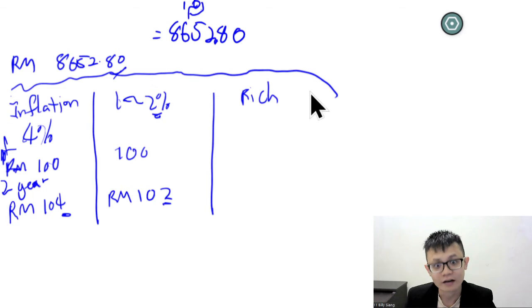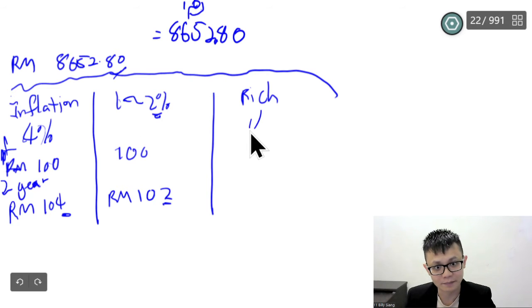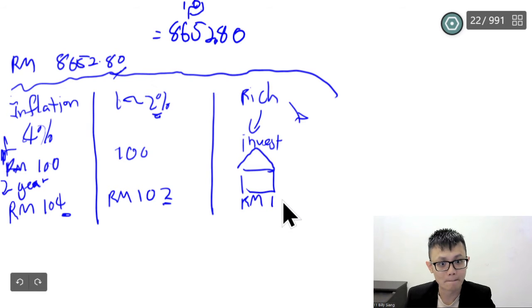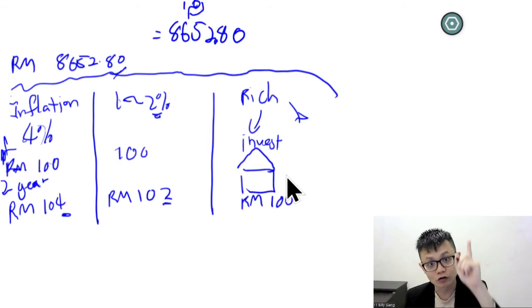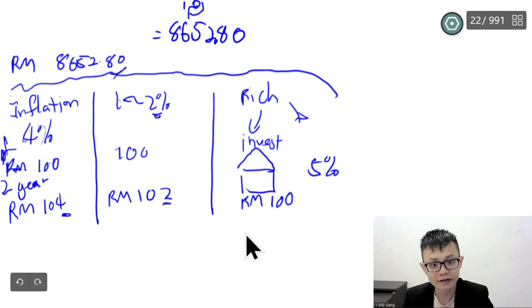That is why usually for rich people, when I was young, no one told me this. So when I read books, usually rich people, they will invest their money. For example, they will invest in the house. For example, they will buy a house. If they invest in a house, let's say this house is 100 ringgit. But due to inflation, the house price goes up. So let's say the inflation for this house is 5%.